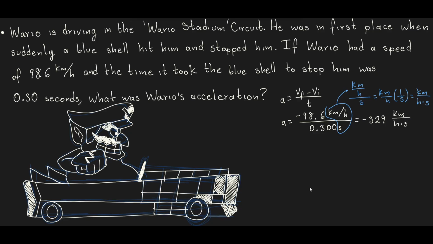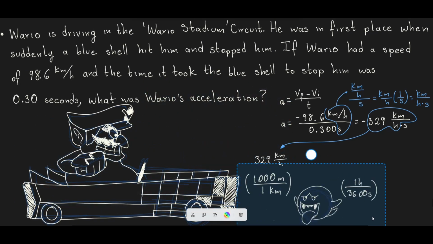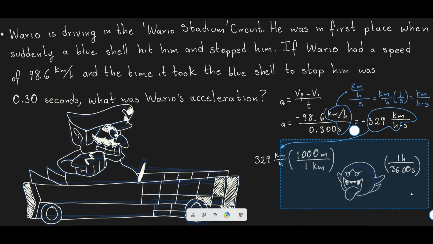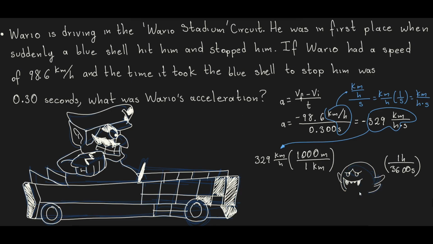Now let's convert this speed into meters per second. We use our conversion factors, one for length units and one for time units. We now have 329 km per hour times 1000 meters over 1 kilometer times 1 hour over 3600 seconds. We end up with 91.3 meters per second. We substitute this value in place of 329 km per hour second and we get negative 91.3 meters per second squared.